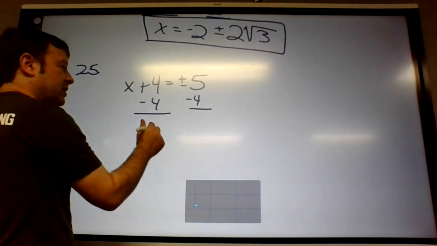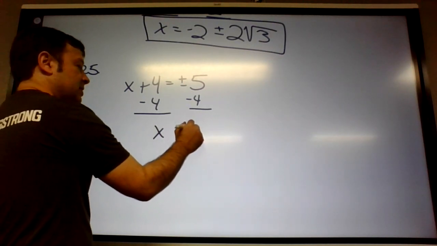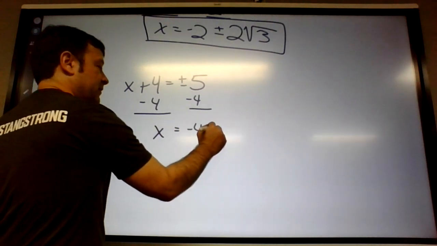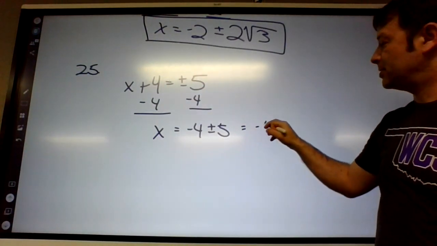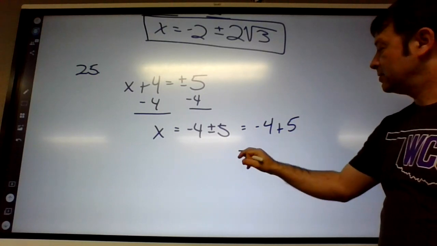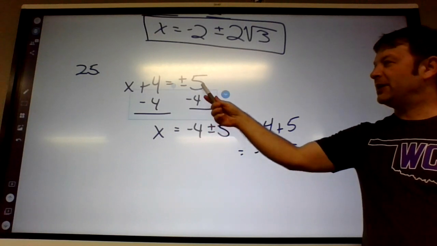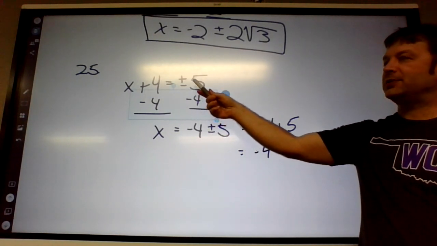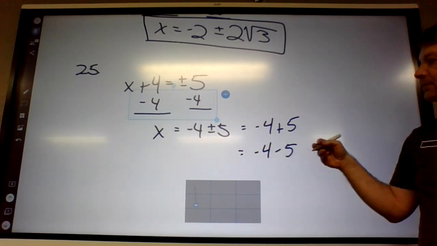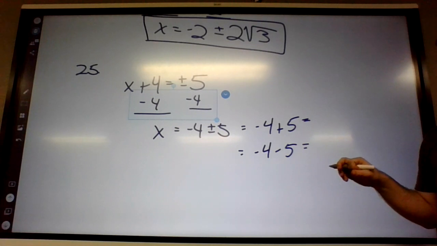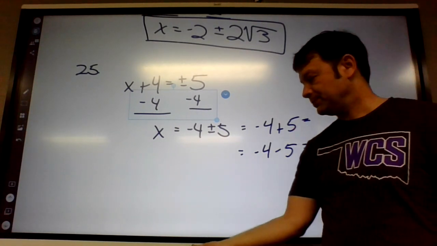Now unlike the other two that we did, this one actually simplifies. Because this is negative 4 plus 5, and it's negative 4 minus 5, which we can actually do. You guys get it? It's negative 4 plus 5 and negative 4 minus 5. Or you could say it the other way. It's 5 minus 4 and negative 5 minus 4. So this one actually does work out. So you got two different answers there, not just one.